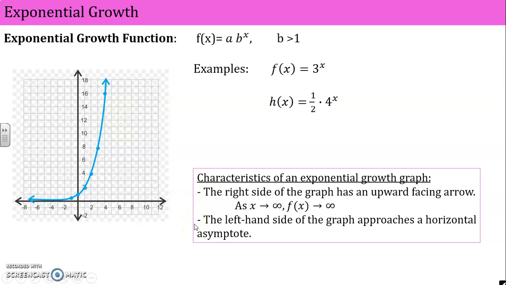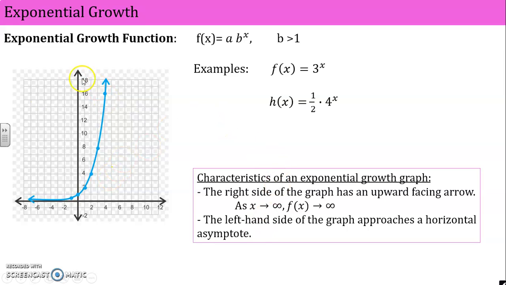The left-hand side of the graph approaches a horizontal asymptote. What the heck is an asymptote? It's a new word. That's a line that your function gets closer and closer and closer to without ever touching it. So it might look like this blue function is actually touching the x-axis. It's not. It's getting infinitely close to the x-axis, and it's getting closer and closer the further we move to the left, but it will never touch that x-axis. That's a word we're going to use a lot in the upcoming days, so remember that. Asymptote is a line that a function gets infinitely close to without ever touching.